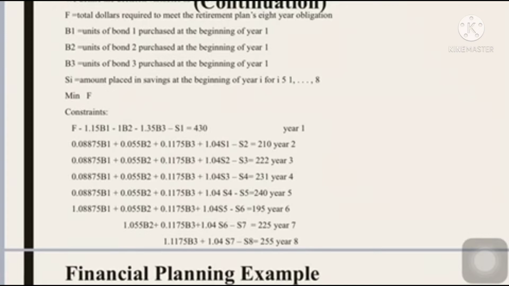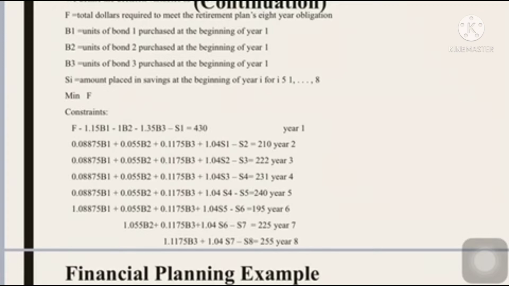The constraint for year 2 is 0.08875 B1 plus 0.055 B2 plus 0.1175 B3 plus 1.04 S1 minus S2 equals 210 in year 2. Similarly, the constraints for year 3 to 8 are 0.08875 B1 plus 0.055 B2 plus 0.1175 B3 plus 1.04 S2 minus S3 equals 222 in year 3.